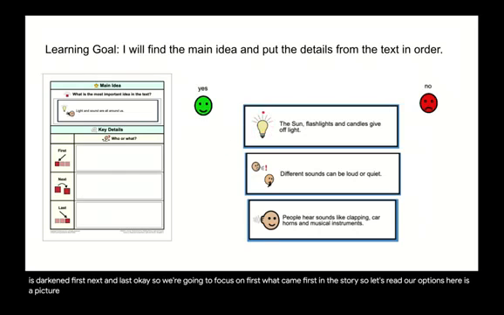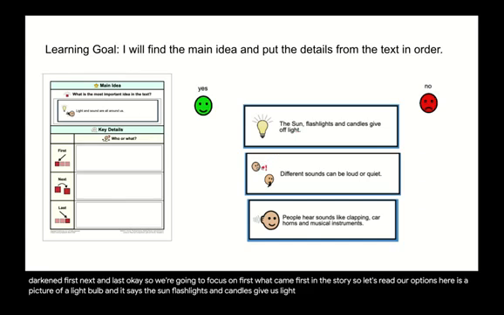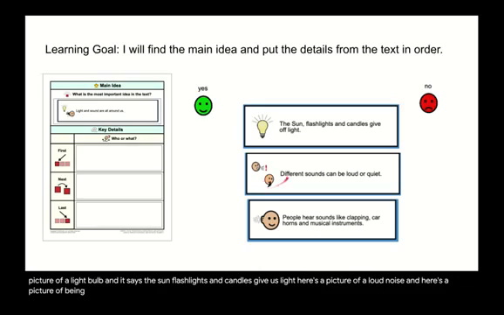Here is a picture of a light bulb, and it says, the sun, flashlights, and candles give us light. Here's a picture of a loud noise, and here's a picture of being quiet. Different sounds can be loud or quiet. And here's a picture of a person who is hearing sounds. So people hear sounds like clapping, car horns, and musical instruments.